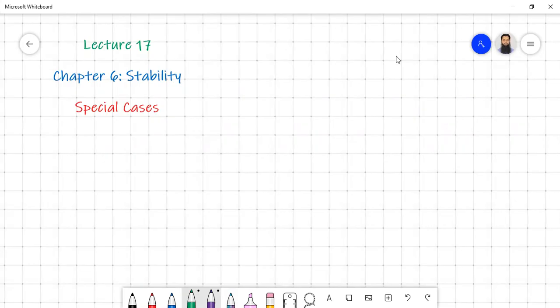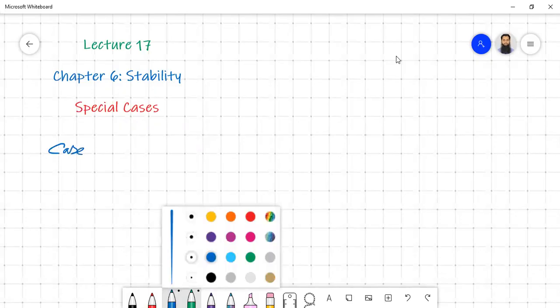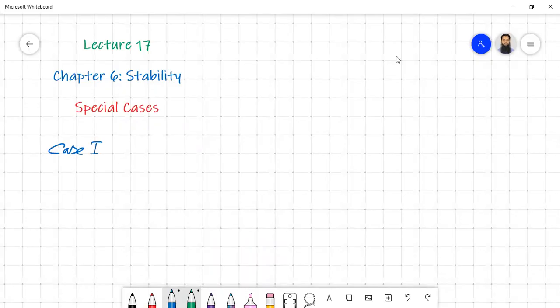So basically, we had two special cases. Case one was: if zero appears in the first column, then what happens? So zero on the first column.